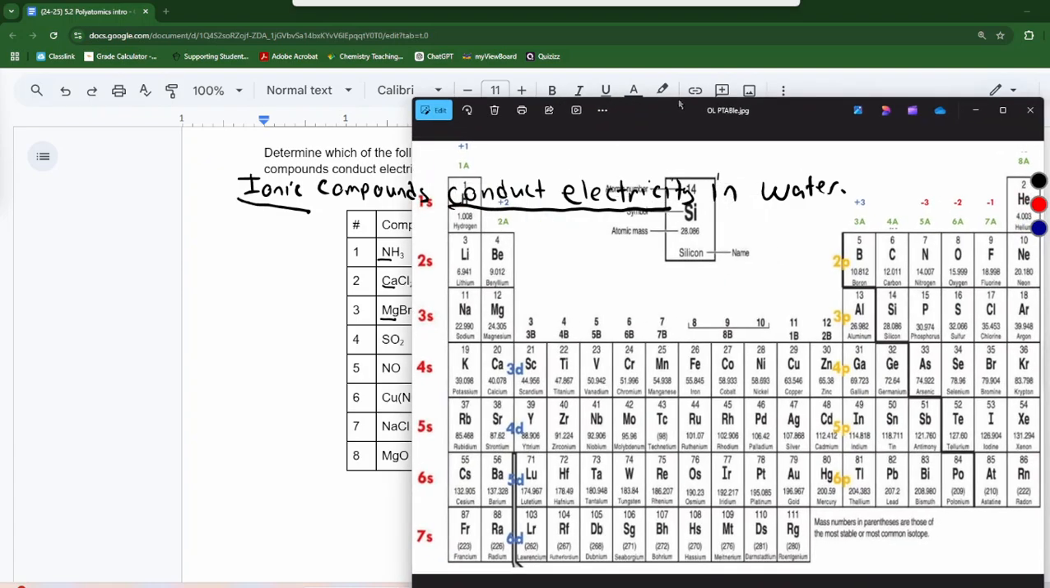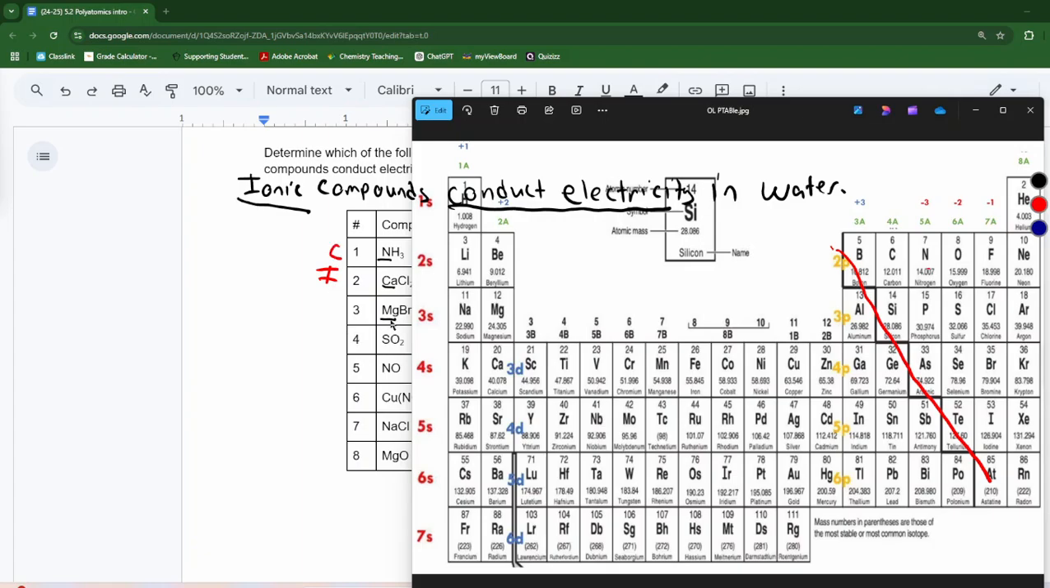NH3. I'm going to look over here and I'm going to find nitrogen. Now again, nitrogen is on the right side of this line right here. Everything on this side is a non-metal, and everything on this side is a metal. So nitrogen is a non-metal. So that means this is not ionic. Let's look at the next one, calcium. Calcium's way over here. Calcium is a metal. This is ionic. This one's covalent. This one's ionic.